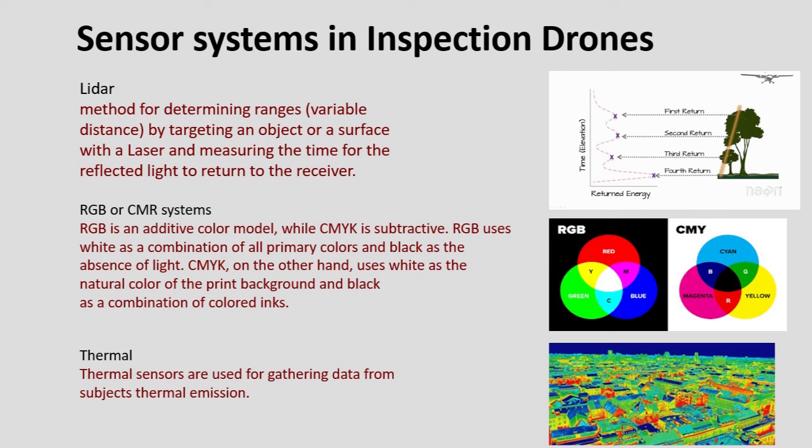RGB. RGB is an additive color model, while CMYK is subtractive. RGB uses white as a combination of all primary colors and black as the absence of light. CMYK, on the other hand, uses white as the natural color of the print background and black as a combination of colored inks. Thermal. Thermal sensors are used for gathering data from subjects' thermal emission.